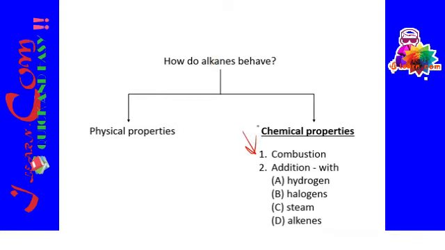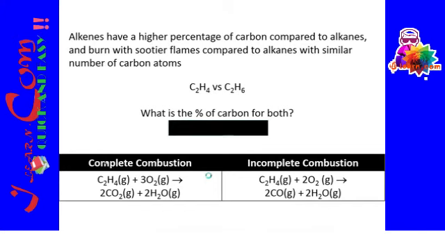Combustion: all hydrocarbons undergo combustion. When they combust, they give you the same thing, carbon dioxide and water if it's complete. Incomplete, depending on the equation, it can be soot or it can be carbon monoxide. The next part is the addition reaction. This is the unique part, which is only possible because of the carbon-carbon double bond in alkenes. So we will go a bit more in depth into this area later on.